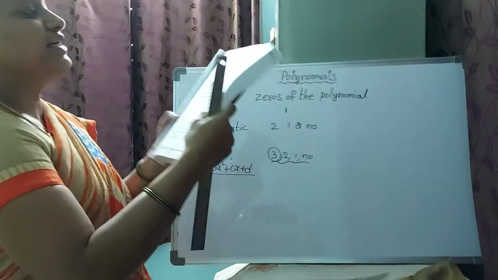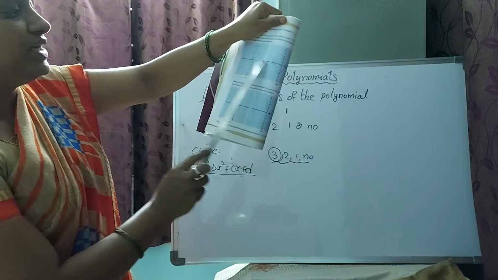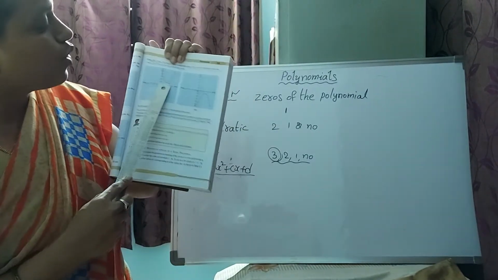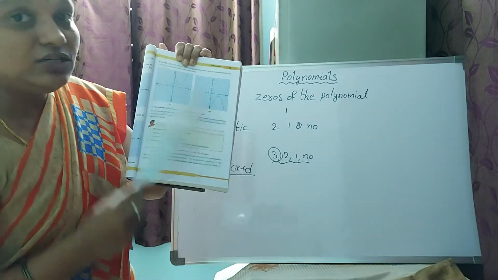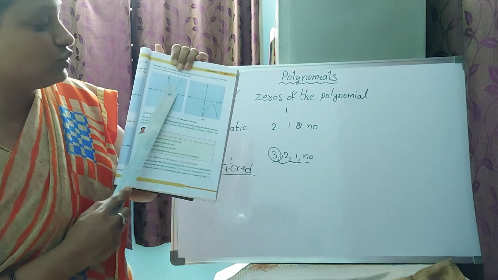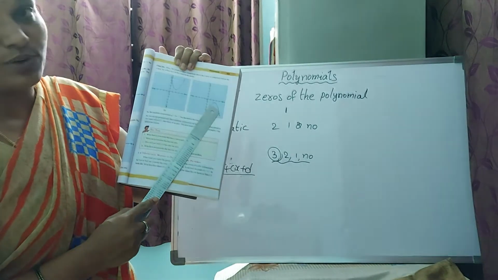If you observe here in case 3, no, it did not touch the x-axis. It did not touch it even one time. So here there are no zeros of the polynomial. Here also no zeros of the polynomial.